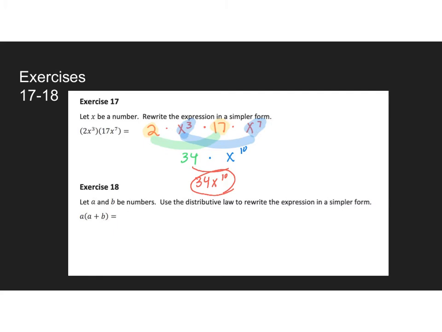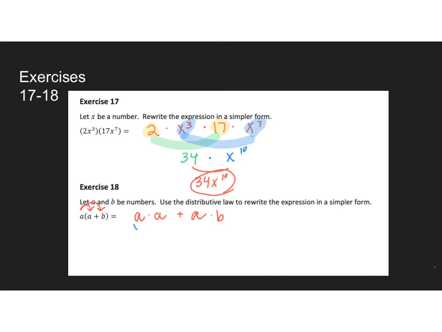It says, let A and B be numbers. Use the distributive law to rewrite the expression in a simpler form. So we're going to do A times A and A times B. So A times A is the same as A. Actually, I'll just write it out first. A times A plus A times B. All right?